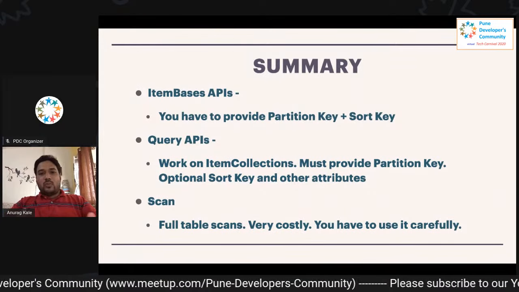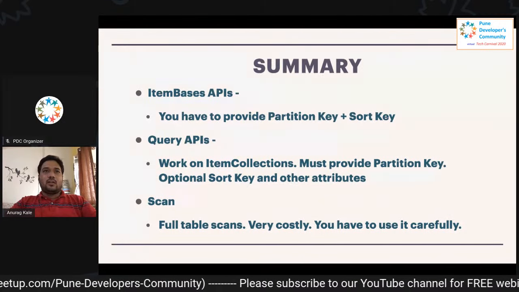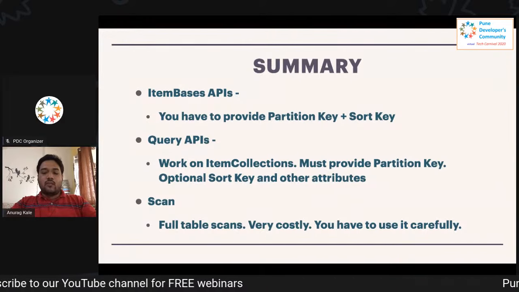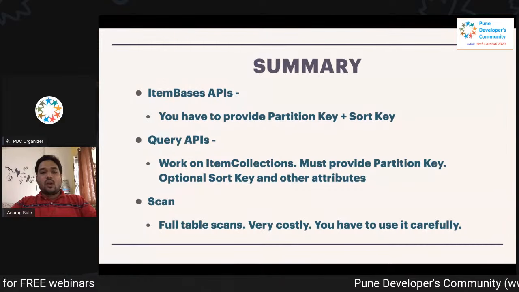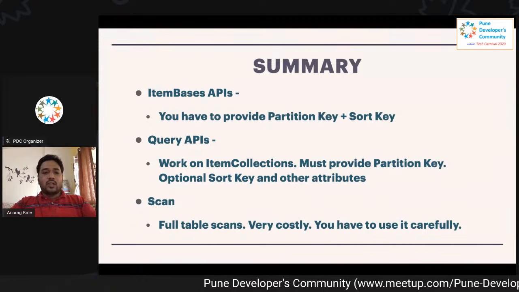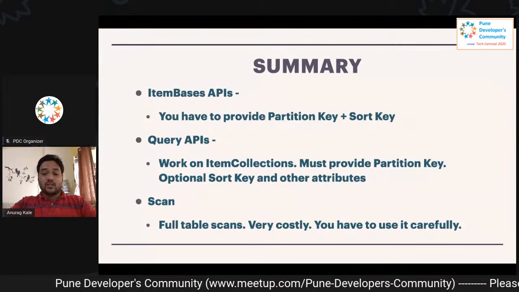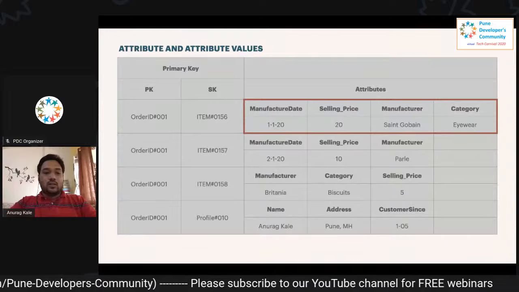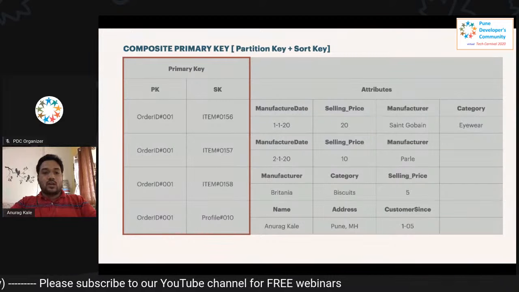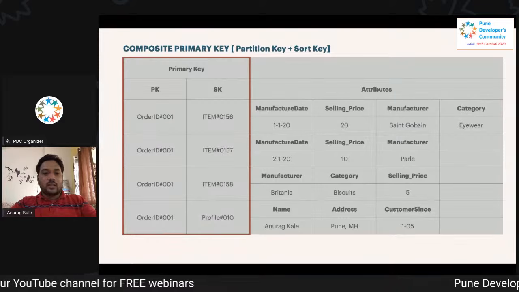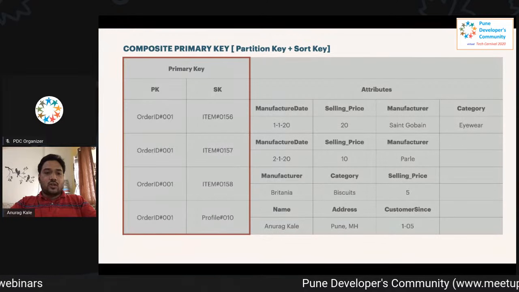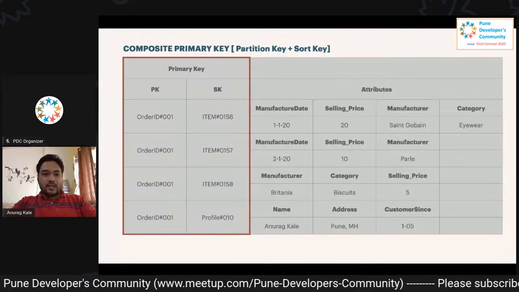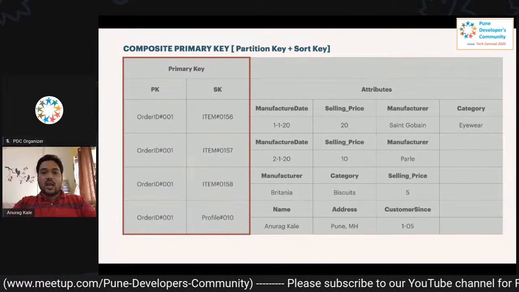Now you might say, I am interested in getting the whole data for one particular order. Then there is something called the query API, which works on item collections. If you remember, I'll go back again for the visualization. On the left, you see that the partition key for this entire table is order#001. So all these 4 items belong to a single partition key, which is order 001. This is called an item collection.